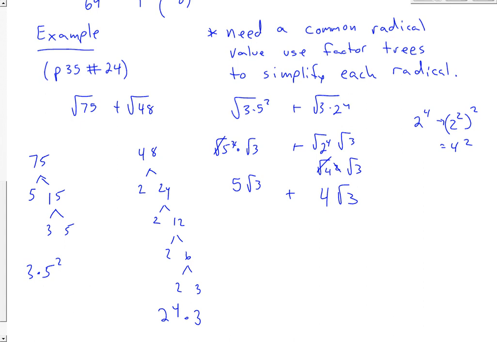And I'm adding these together right here. Now that I have a common value underneath the radical, I have the square root of 3 and the square root of 3. I can add, like I have 5x plus 4x would be equal to 9x. 5 radical 3 plus 4 radical 3 is going to be equal to 9 radical 3.